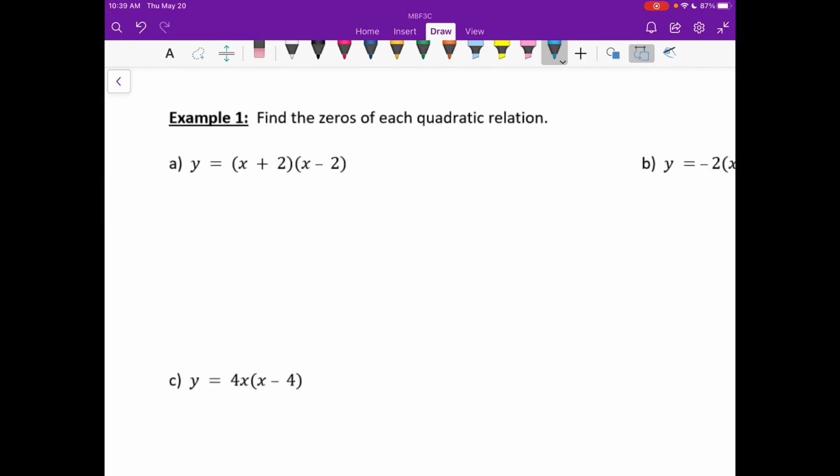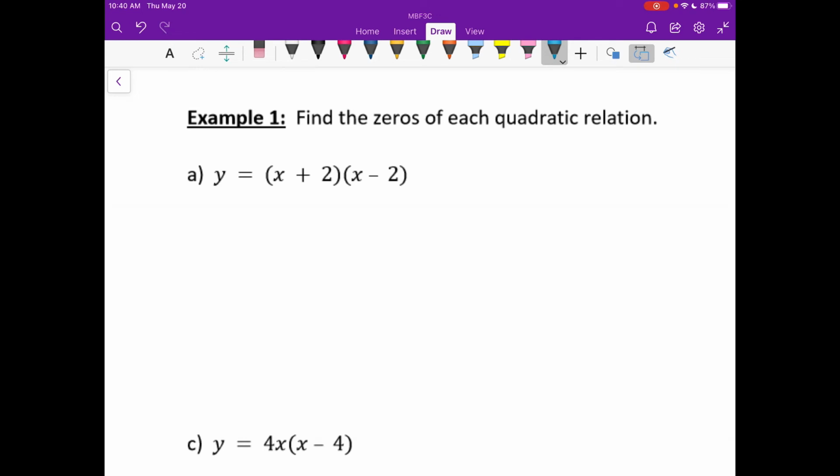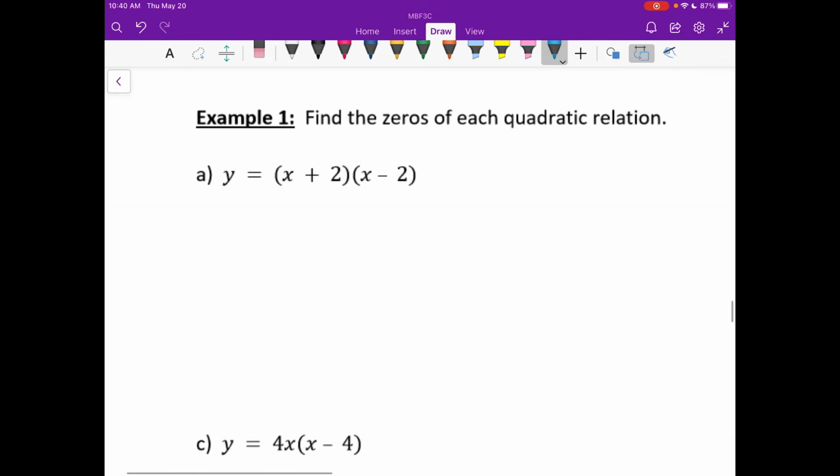Okay, so hopefully you paused the video and you went through them, right? Let's do these together. So, easy. This is already in factored form for us, so we just need to find the zeros by making each bracket equal 0. So let's go in and do that. So one's going to be x plus 2 equals 0. And the other one is going to be x minus 2 equals 0.